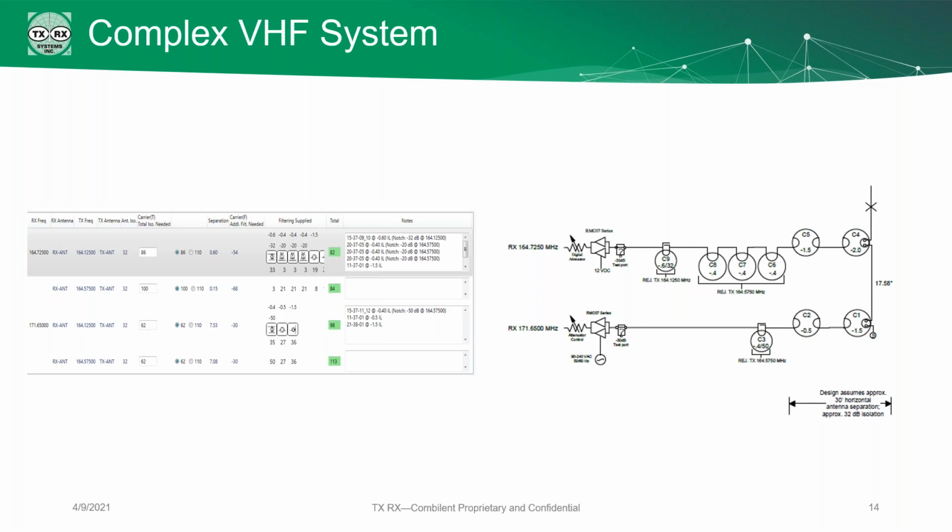Fortunately, because the TX-RX has a software tool to calculate exactly how much filtering is needed and a vast library of filter configurations to choose from, our engineers can pick the best combination to meet the requirements. No more, no less.